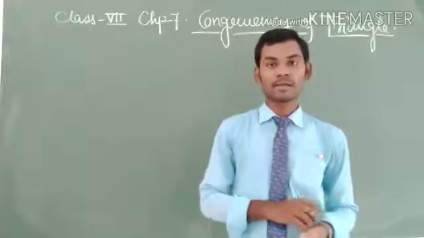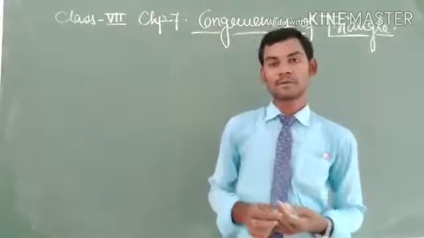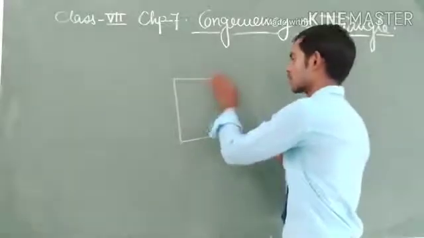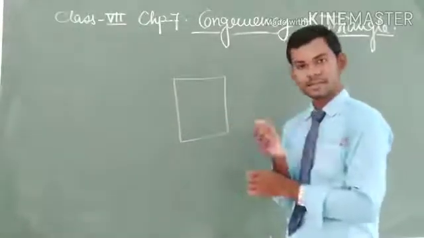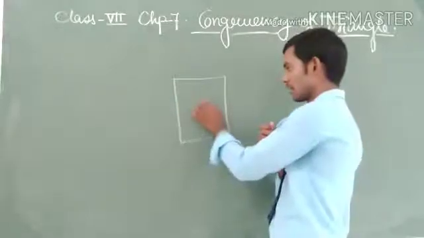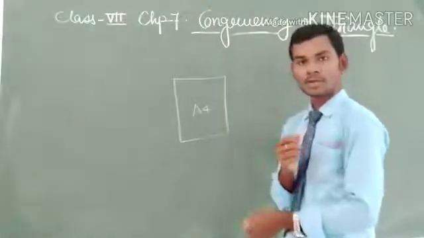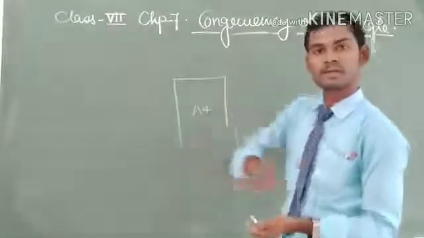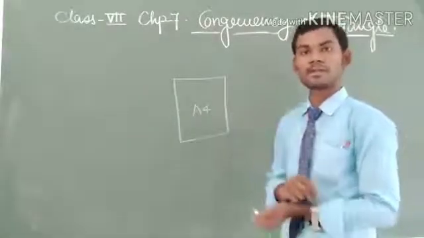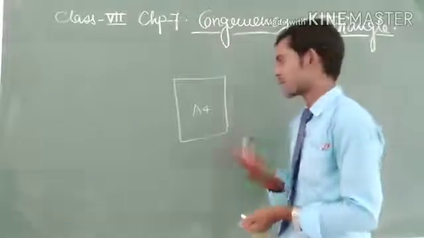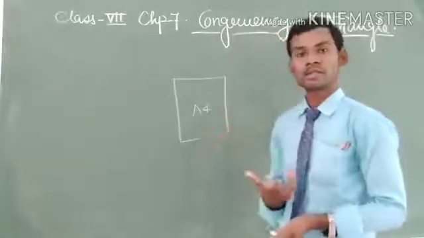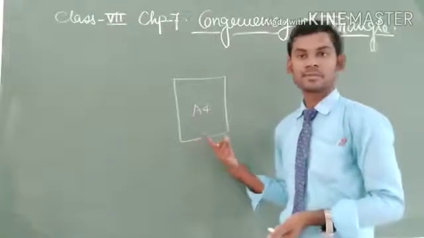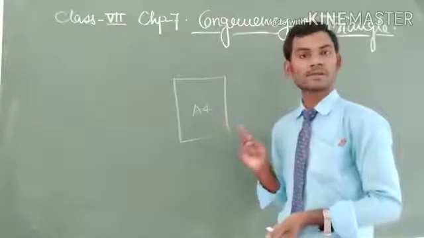Similarly, just suppose that we have a plain paper sheet, and the size of this paper sheet is A4. If we put another A4 size paper on this, then they will cover each other. This means that both have the same shape and size. That is why they cover each other. If not, then they cannot cover each other.